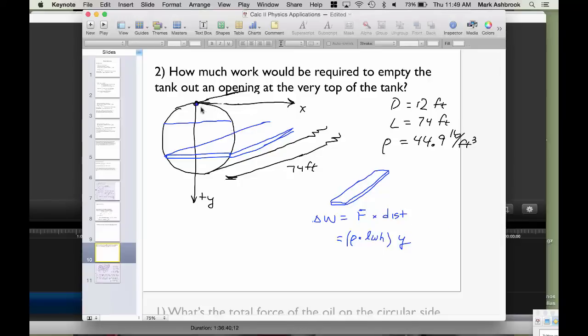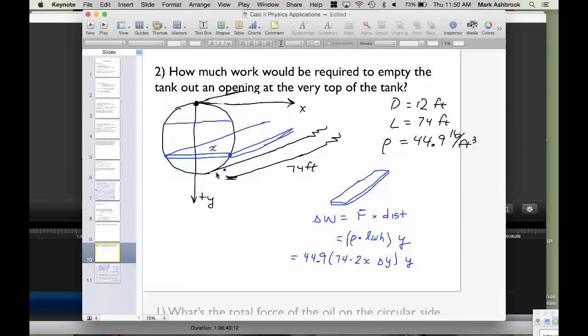That makes it easy. By putting our origin at the place where we've got to get every layer to, the distance that it has to travel is simply y. Okay, so we've got our 44.9. The length is our 74 feet. The width is 2x. And the height is delta y. Now, what's x? x is the x coordinate on the circle, just like in the last example, on the pressure part. So x is the x coordinate on the circle, and the width of our layer is 2x.